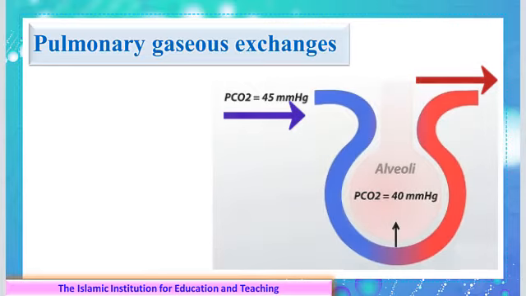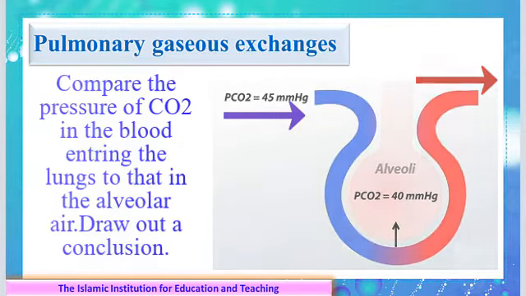The following picture shows an alveolus in contact with a blood capillary. Look at the blue arrow. It represents the blood entering the lungs. Don't forget that the blood entering the lungs is the blood collected from all body organs. And the red arrow represents the blood leaving the lungs to feed all the body organs.